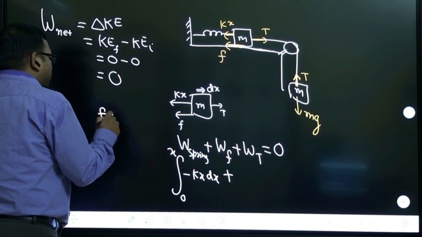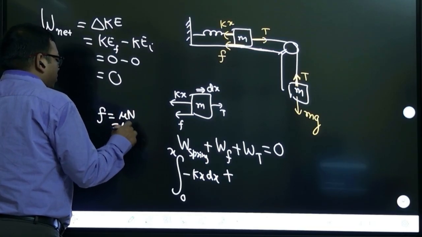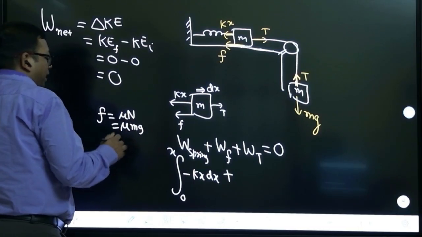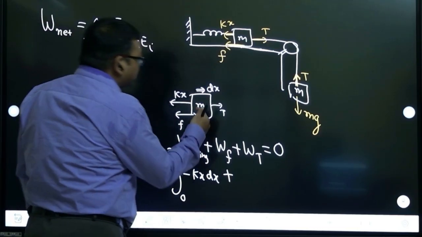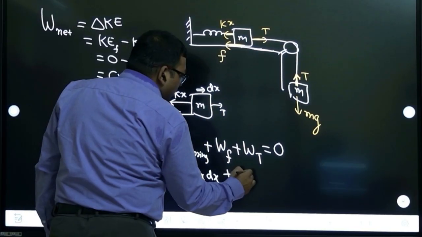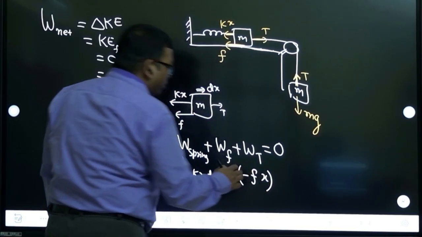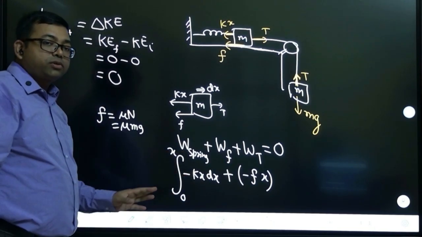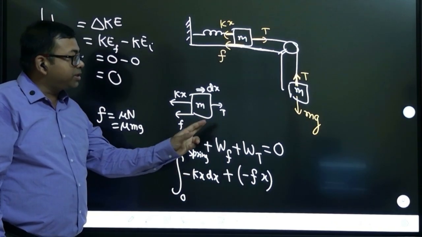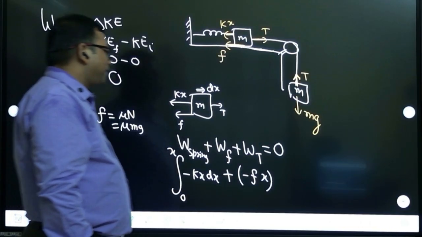And friction force is going to be a constant force, you know that, right? Mu times normal, and mu times normal is mu mg. Friction is constant and opposite to displacement. So for this we can write work done by friction is minus f into x directly, because force is a constant force and the angle between friction and displacement is 180 degrees.